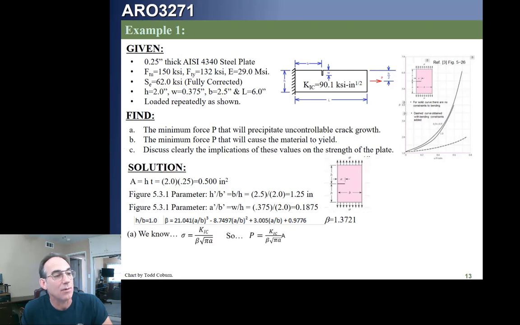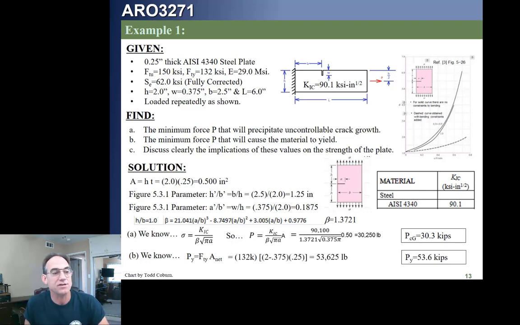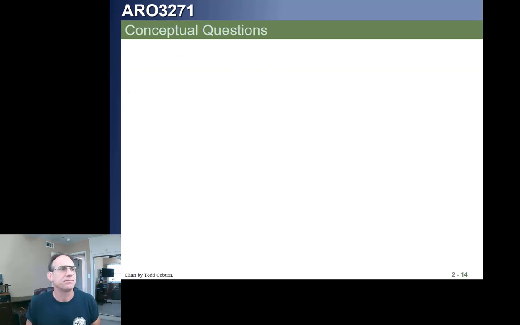We then can calculate what these two equations give, and so we can grab our K1C for the material and calculate the critical force at which we're right on the edge of fast fracture, okay? And then if we want to know the minimum force to cause the material to yield, we just plug into our second equation that gives that value. Does that make sense? You see how that works?